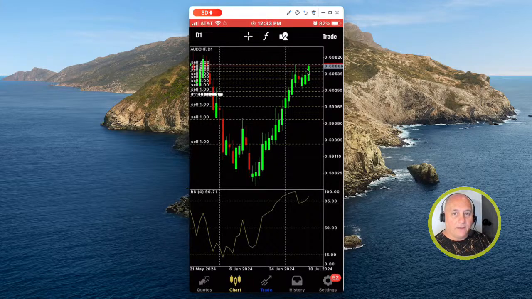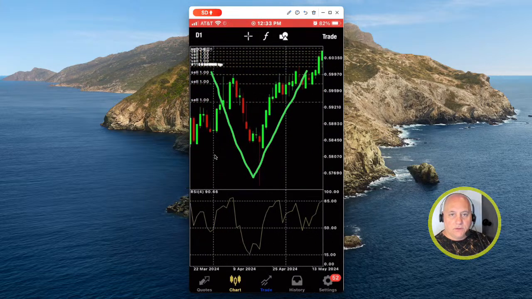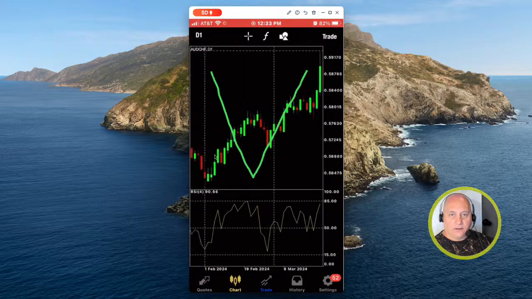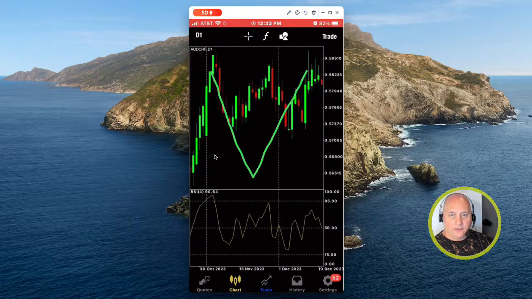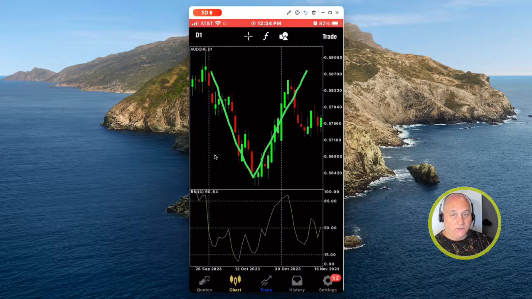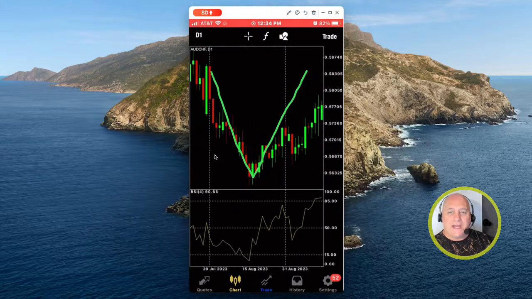If you go back, it's waving like this all the time. Did it there? Did it there? It's just waving. There it is. Did it there? Same image I'm drawing on the chart, right? Did it there? It's waving all the time. That's what this pair does.